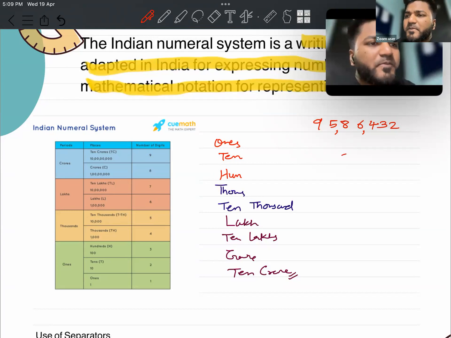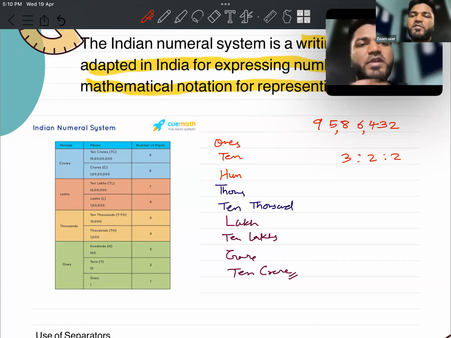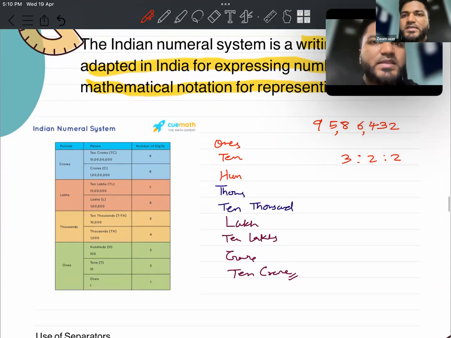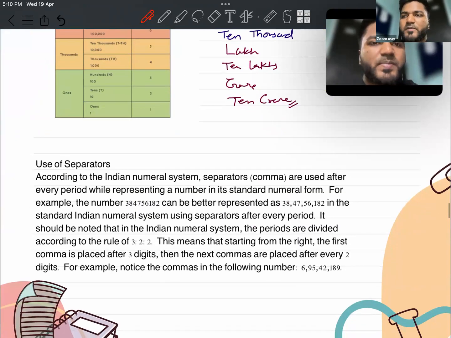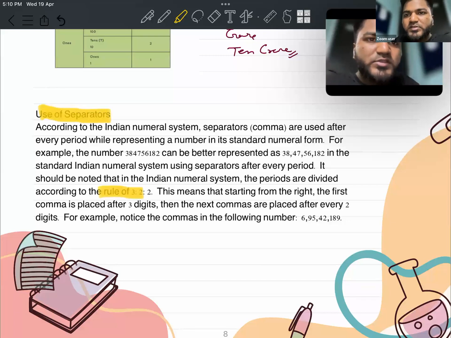What we basically do is, starting from the right side, first we put a comma after 3 digits, then after 2 digits, then after 2 digits, and the remaining we leave as it is. So that is the Indian number system. This is how we use the separators, according to the rule of 3, 2, 2.